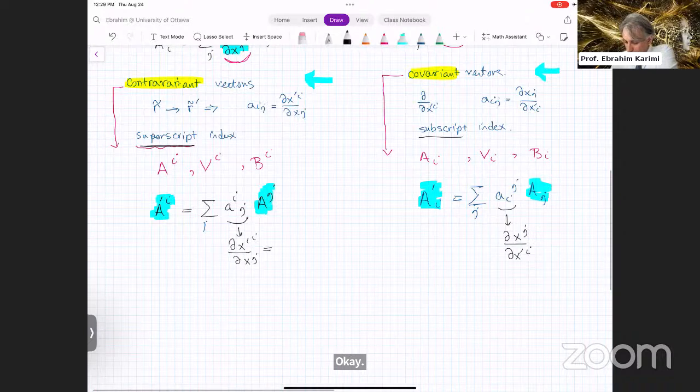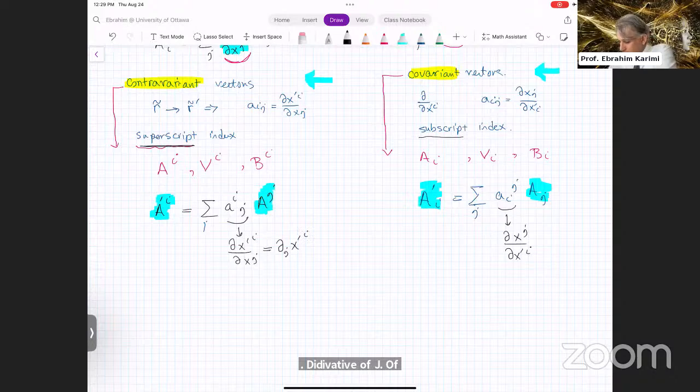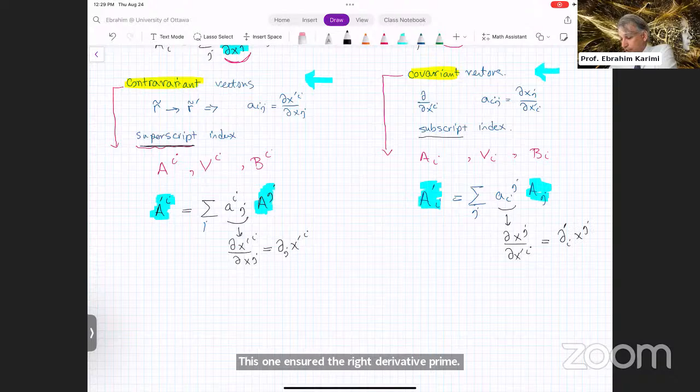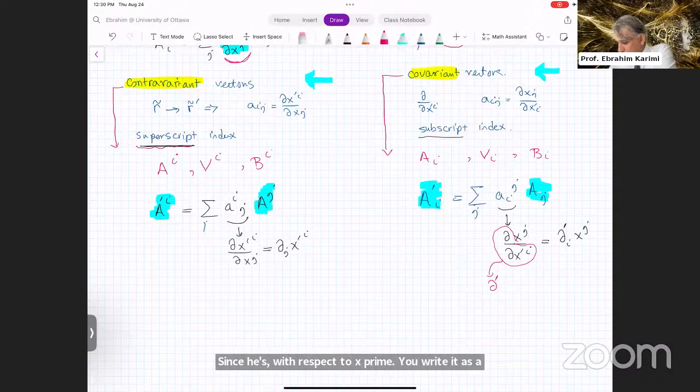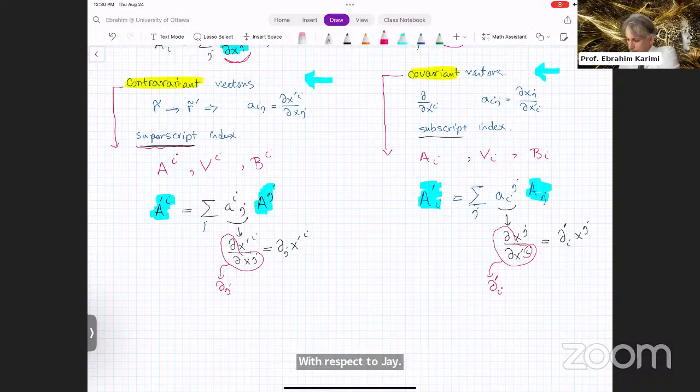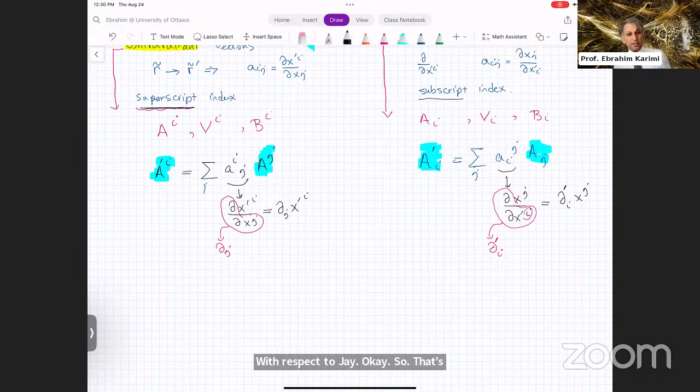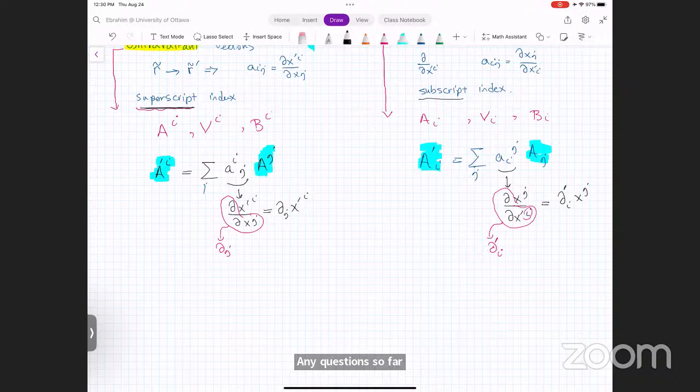For simplicity, some people write it in this way: derivative of j of x prime i. In short, they write it as derivative prime of i of x_j. Since it's a derivative with respect to x prime, you write it as a prime, but with respect to which index? With respect to the i index. If it is a superscript, it becomes a subscript. It seems that the derivative is bringing it down. If it's down, it brings it up. And that one is the same fashion: write it as a derivative with respect to j. Okay? So that's the first thing. Any questions so far? No questions so far. Okay, lovely.